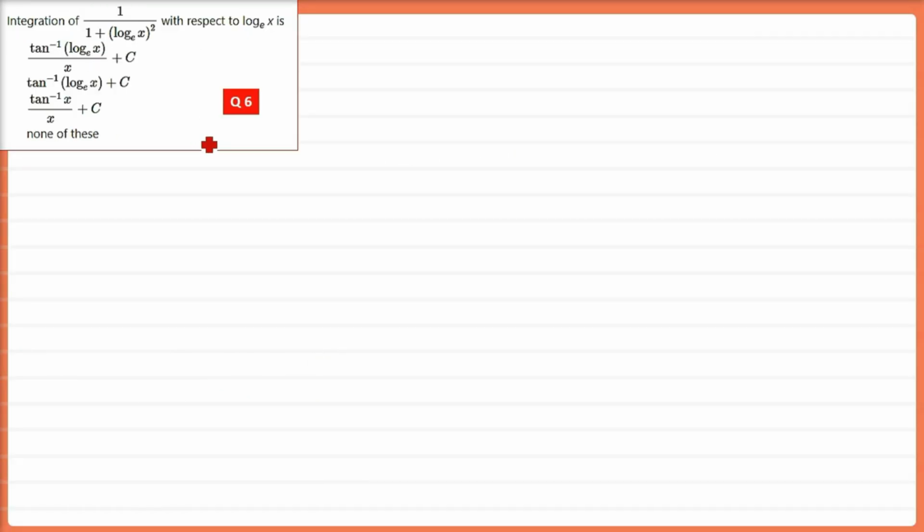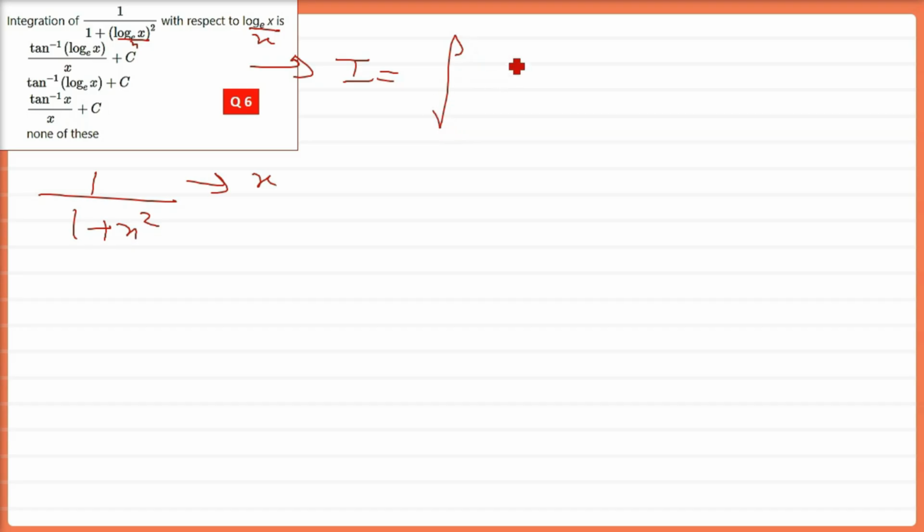Okay. Now this is a very tricky question. It's very easy but very tricky. You have to integrate this content with respect to log x. Now I am assuming log base e x as log x only. If I replace log x by x, the denominator of this question, 1 plus log x square, will be 1 plus x square. So 1 by (1 plus x square) has to be integrated with respect to x. So it is just the integration of 1 by (1 plus x square) dx. So this integration will be something like this.